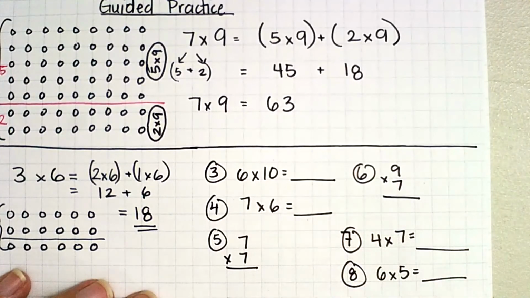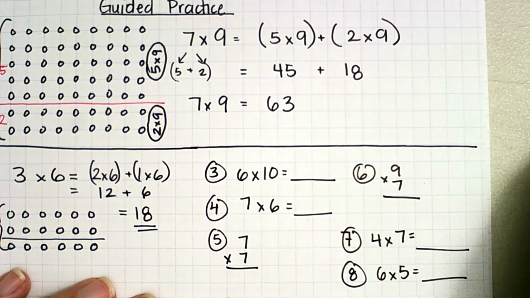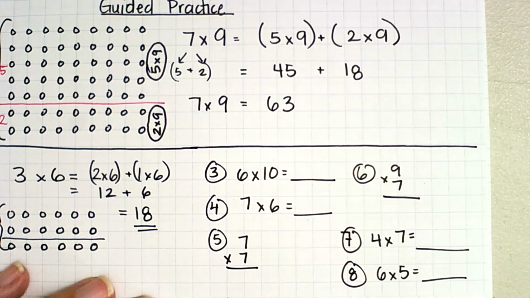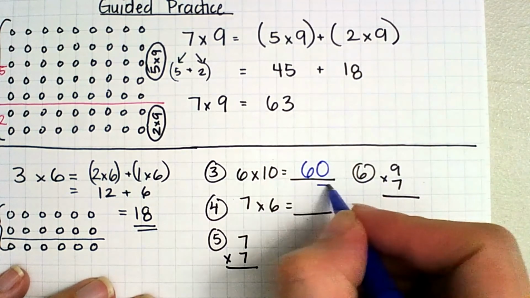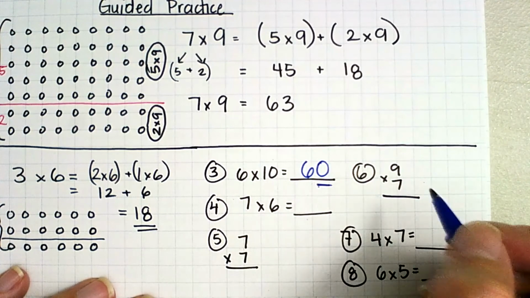Now for 3 through number 8, we're going to review some of our basic multiplication facts that we learned. We know anytime we multiply a number times 10, we just add a 0 to the end of that number. So 6 times 10 is going to give us 60. We just add a 0 onto the tail end of that number.